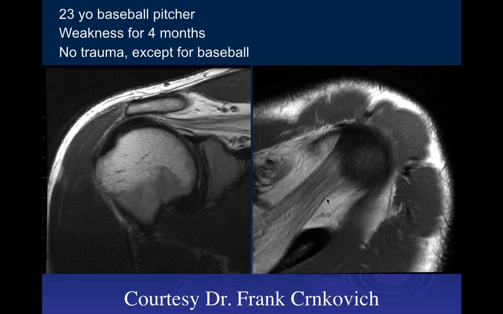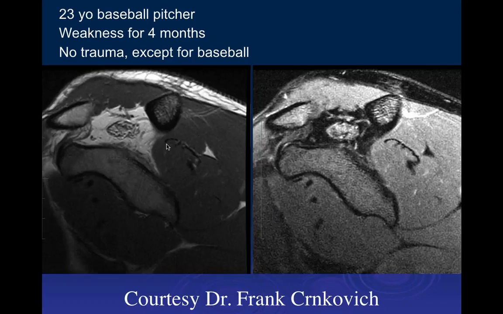Got a 23-year-old baseball pitcher, weakness for 4 months, no trauma except for baseball. So we got a coronal, looks like a PD, and also axial, looks like a T1. Axial T1s. So it looks like we have supraspinatus increased fatty infiltration throughout. Since only supraspinatus, but the distal tendon is intact. So I'm not sure what would be the cause.